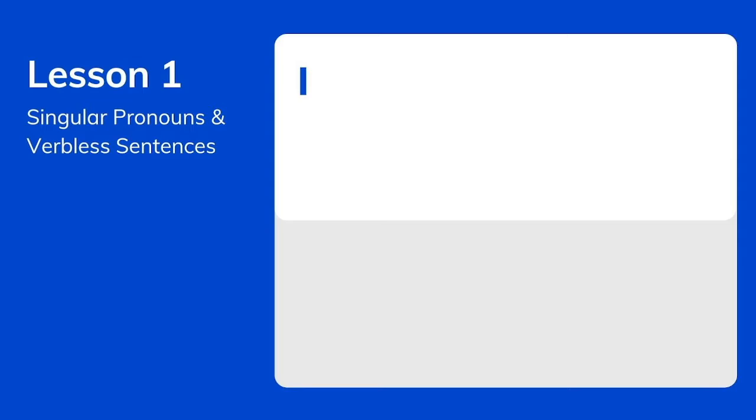All right, let's get started. Our first word is I. In Hebrew, we say ani, and in Palestinian Arabic, we say ana. Ani in Hebrew, and ana in Palestinian Arabic.